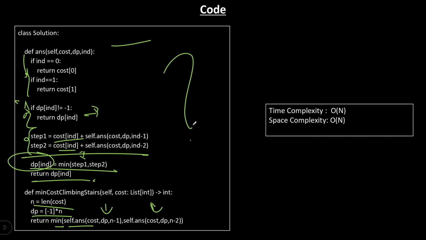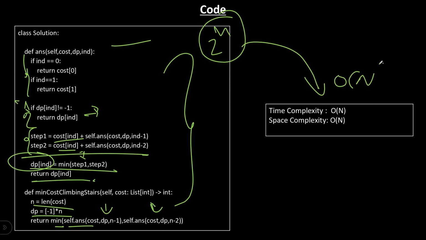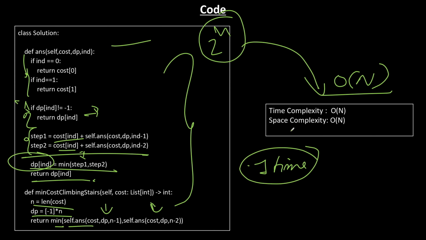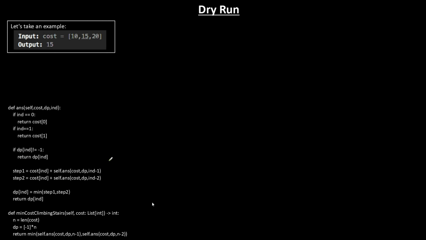Now the time complexity, which was 2 to the power n before, is boiled down to O of n. Why? Because here we are only calculating the cost for each index one time. There are no more repetitive calls. That is why the time complexity boils down to O of n, and the space complexity boils down to O of n, because we initialize the DP array of size n, which is equal to the size of the cost array. I hope you understood the code explanation. Now let's move to the next slide.